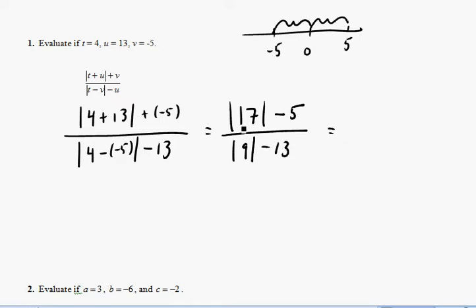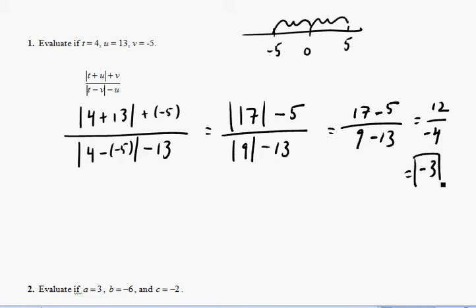The absolute value of 17 would be the distance from 17 to 0 on the number line, and that would be 17. So we have 17 minus 5 divided by the absolute value of 9, which is 9 minus 13. 17 minus 5 is 12. 9 minus 13 is negative 4, and 12 divided by negative 4 is negative 3.